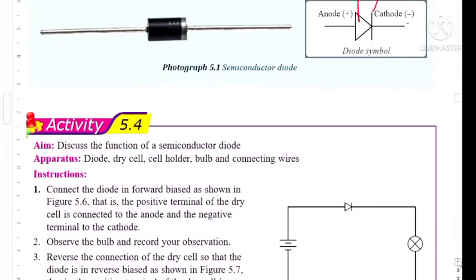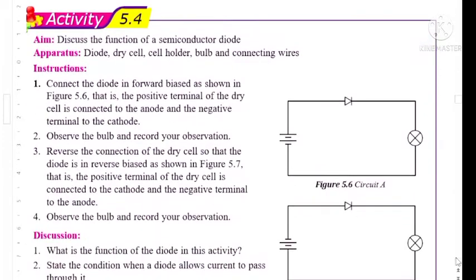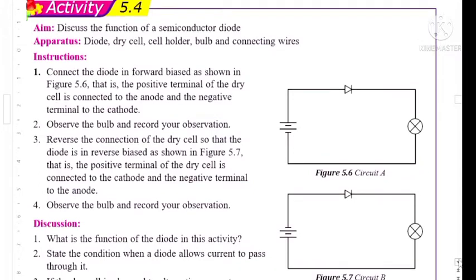Now you can refer to activity 5.4. In this activity is to discuss the function of semiconductor diodes. Apparatus required for this activity are diode, dry cell, cell holder, bulb, and connecting wires. So we have two circuits here, circuit A and circuit B.